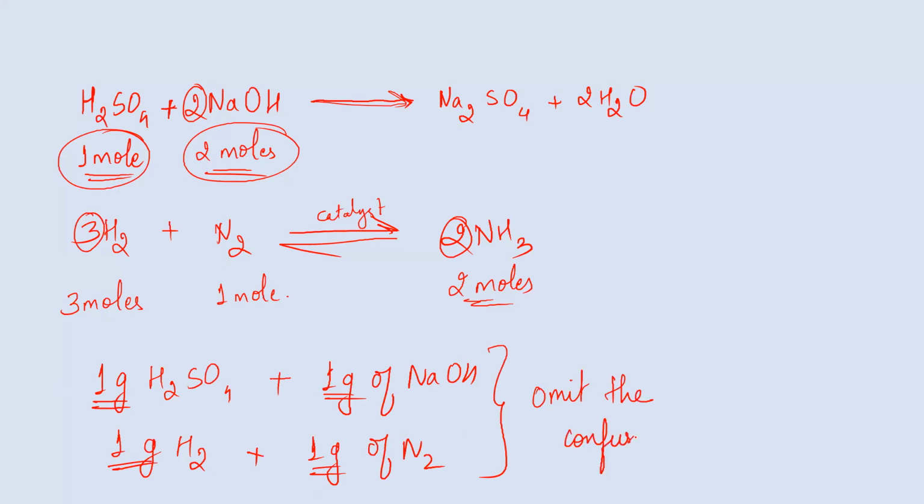I omit the confusion that the moles get into. Okay, so in any chemical reaction, the number of gram equivalents of reactants will always be equal. So every time you look at any chemical reaction in terms of gram equivalents, you will see that the number of gram equivalents of a reactant is always equal. Now, how to calculate an equivalent mass?